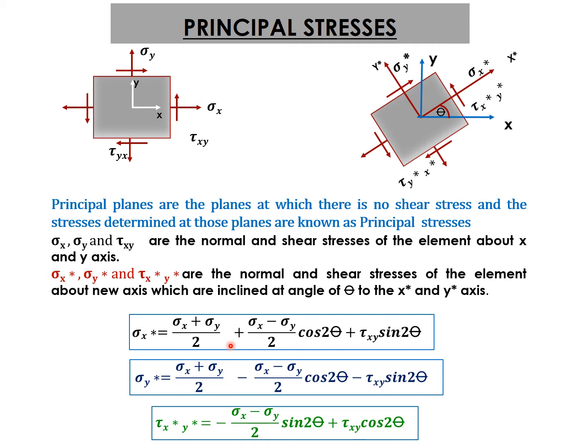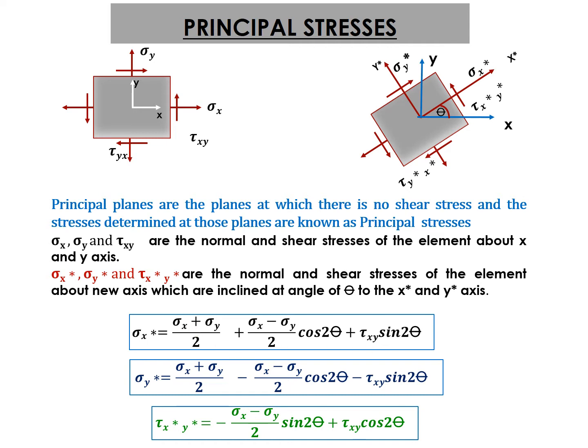So from these three equations, we realize that in case we need to find out the normal and shear stresses at some axis which has been rotated at certain angles with respect to the initial axis, we have to make use of these three equations. So sigma x, as I told you, and sigma y are the normal stresses which we can determine, and tau xy is the shear stress.